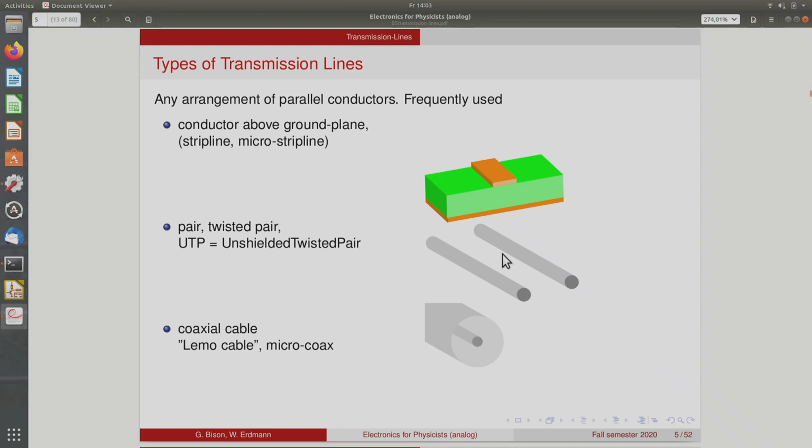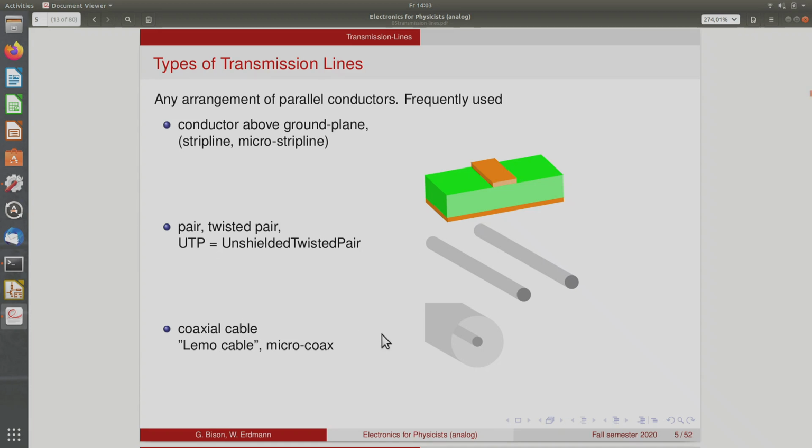So you just take two wires and twist them around each other, and that guarantees that you have a constant distance, a constant cross-section of this pair of wires along your cable. Maybe when you look at network cables that you use, you'll sometimes see this acronym UTP, which stands for unshielded twisted pair.